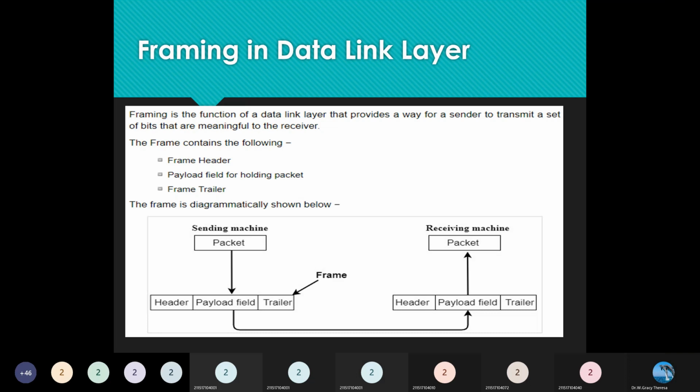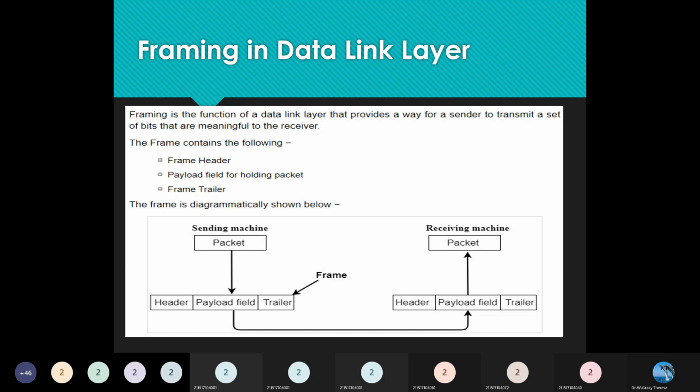This is one of the important functions of the data link layer, because it provides a way for the sender to transmit the data in the form of bits, so that the data is meaningful for the receiver. The data that is to be transmitted should be meaningful, right? So that is something about the framing.